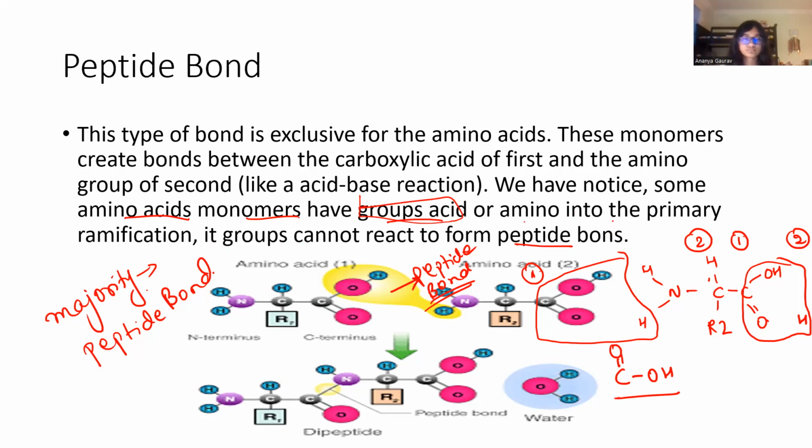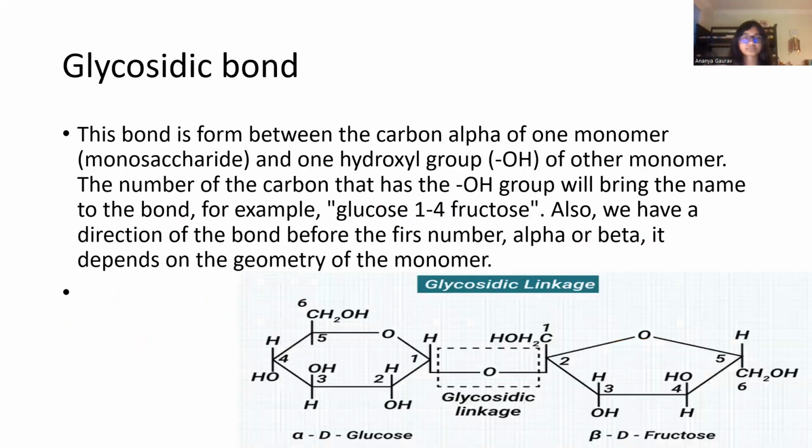Fine? Any doubts here in peptide bond? No. Very good. Now, the next is what?